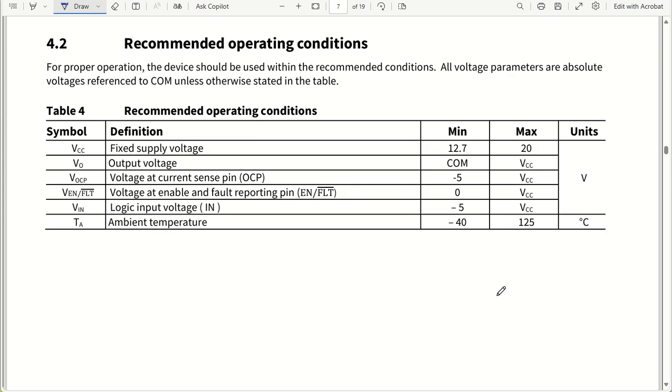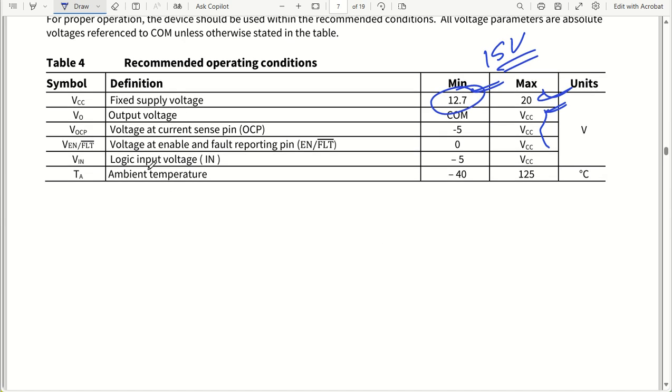If we talk about recommended operating conditions, you can see the VCC must be a maximum of 20 volt or less, and the minimum is 12.7. So it is much more suitable for your 15 volt system application. The output voltage is common to VCC. Whatever VCC you give, that much will be your output voltage, which is the gate driver output voltage. The voltage at the current sense input pin is also going to be VCC, and all other pins we already saw will be VCC. The ambient temperature it can work up to is 125 degrees centigrade.